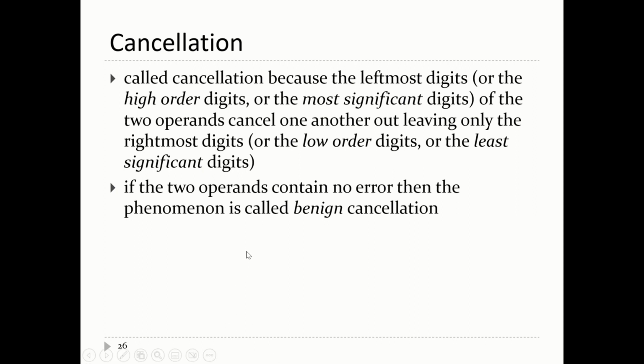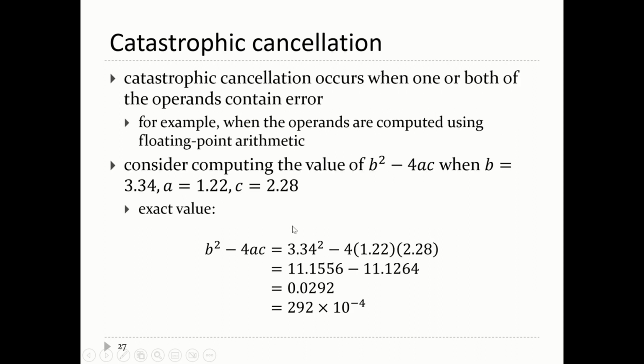OK, now if you subtract two floating point numbers, and the floating point numbers are exact, then it's just the result of the difference. So yes, you get cancellation. But there's no harm in the fact that we've lost digits when we've done the subtraction. So that's called benign cancellation. There's a second type of cancellation called catastrophic cancellation. And that happens when one or both of your operands have error in them.